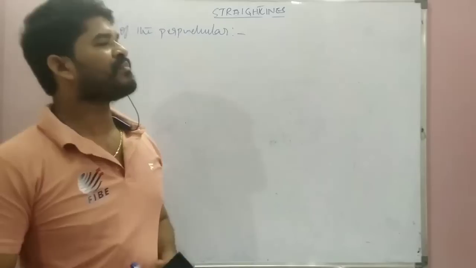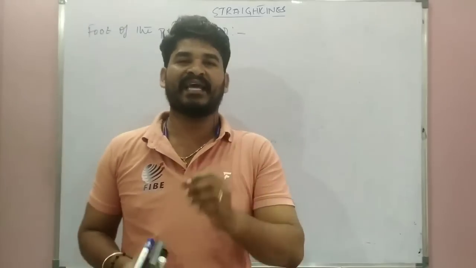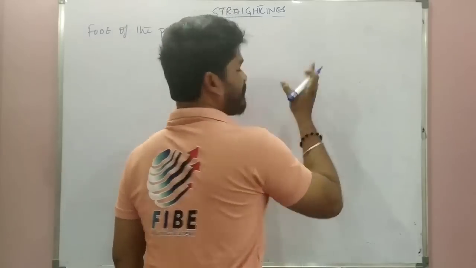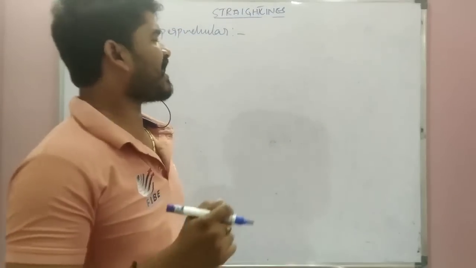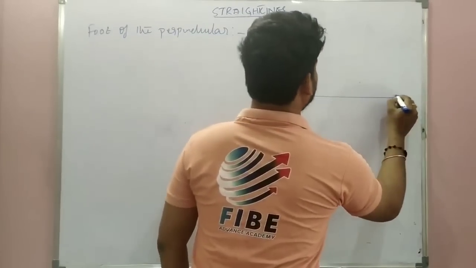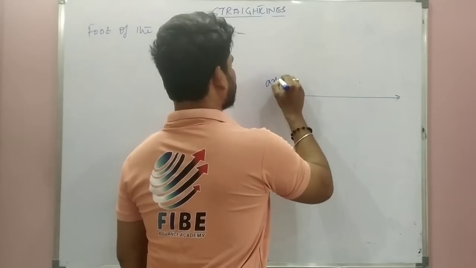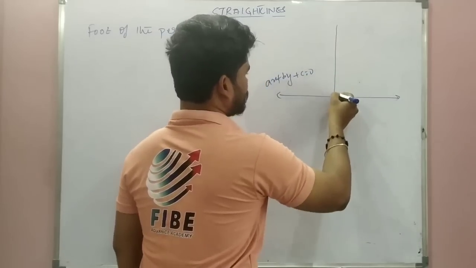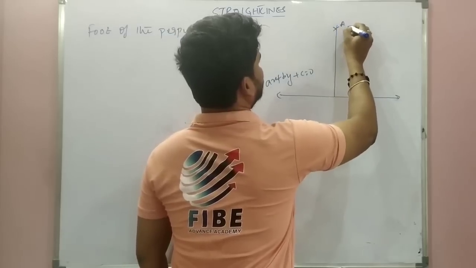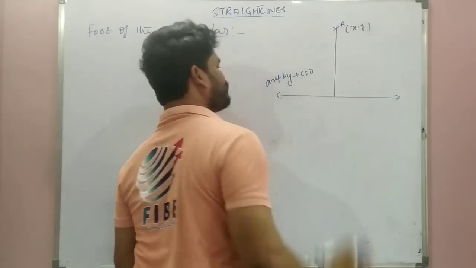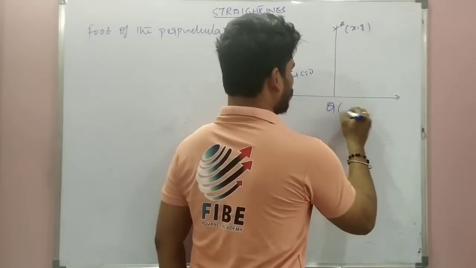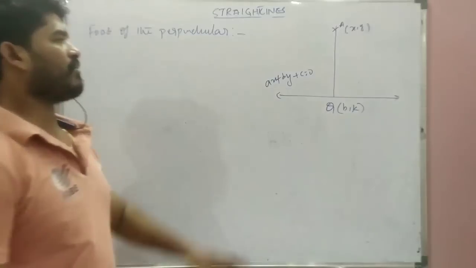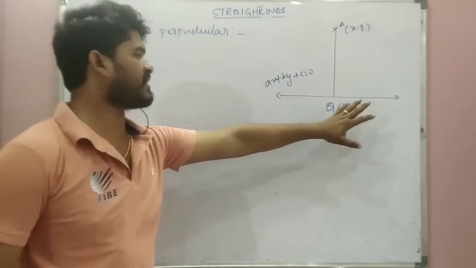Foot of the perpendicular is nothing but this: if Q(h, k) is the foot of the perpendicular from the point P(x1, y1) on the straight line ax plus by plus c equal to 0. This is a line, and we draw a perpendicular to it from the point (x, y). Assume that the foot point Q is (h, k).